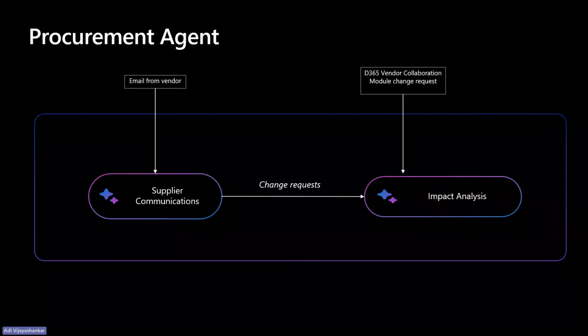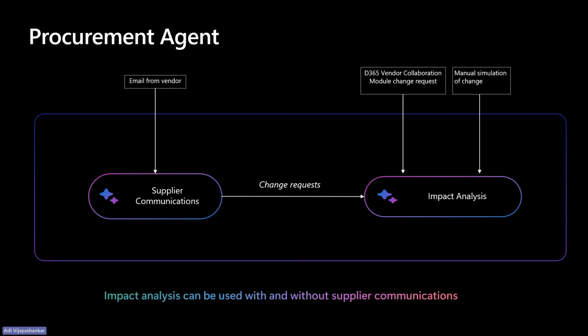First is the supplier communications. This typically starts with an email from the supplier or vendor, which is captured and structured into a change request. This then flows into the impact analysis agent for evaluation. Second are the change requests coming through the D365 vendor collaboration module. These are already structured and can be directly analyzed by the agent. And finally, the third one is manual simulations of change. This allows users to test various scenarios and understand the downstream impact.